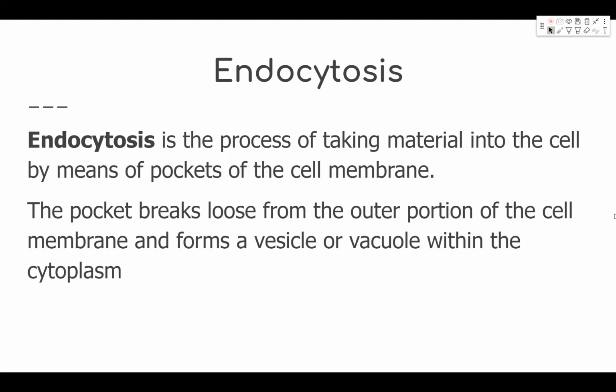We form a little pocket. And once our pocket is full, it will close in on itself, pinch off, and then be a little vesicle or vacuole in the cell membrane. That is endocytosis. Endocytosis takes stuff from the outside and brings it inside.